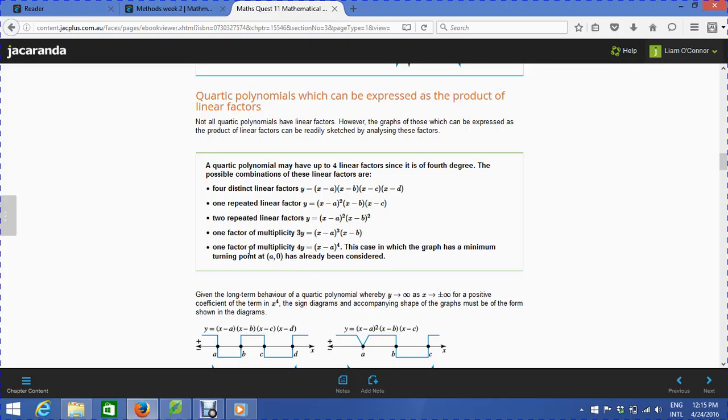And we have one more, is a factor of multiplicity 4. So this is the case in which the graph has a minimum turning point at (a, 0). Not too worried about those 2 points there. These 3 points here are going to be the most important.